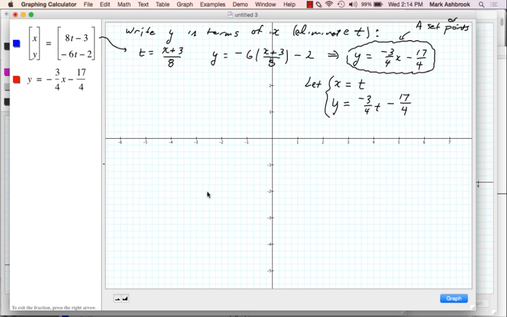And so what should happen? Same line. Purple, indigo, right? Red plus blue. So it is indeed the same line. So we did the math right.